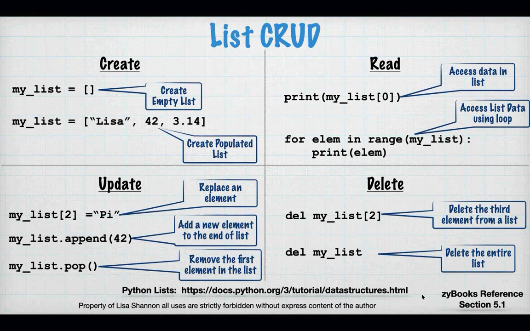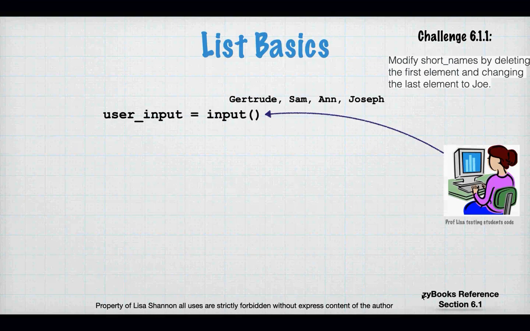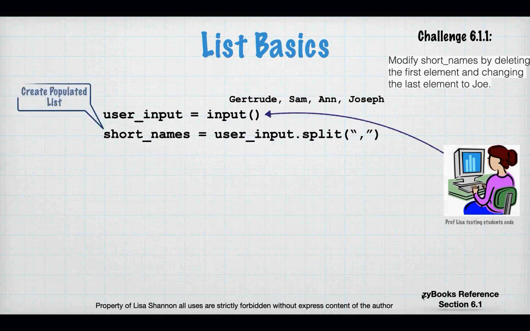So here's just some list basics. We're using 6.1.1 as an example. And this is basically you're figuring out how to modify a list. Okay, so I've got my happy Professor Lisa is putting her information in. And we've already done these first two lines. I'm not going to spend a lot of time because we know how to get user input, and we know how to use the split function. Split works to create a list from a string. So we know that. We've done it before.